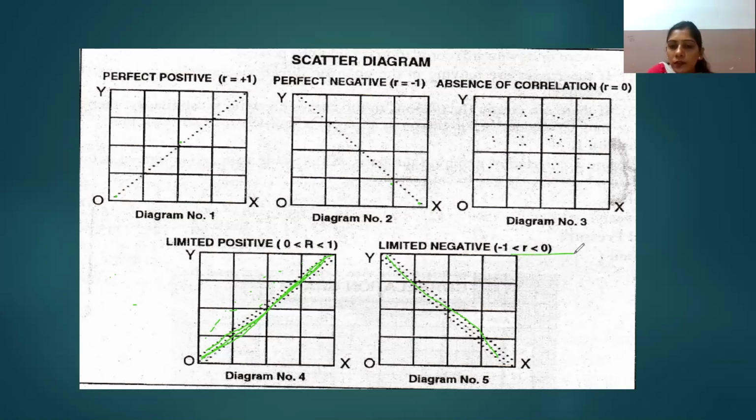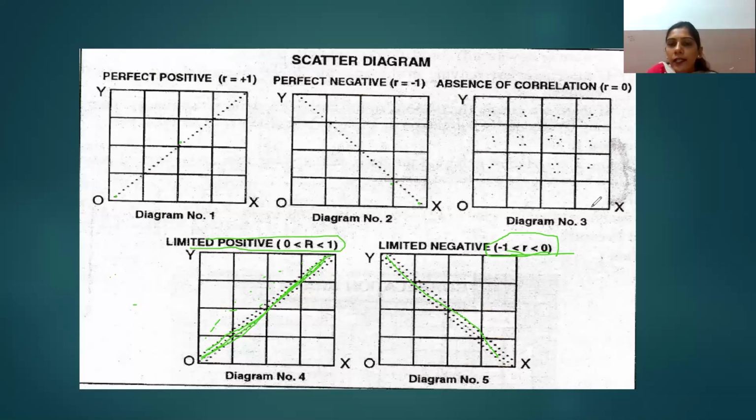In this the value is not 0, it is greater than 0 but less than 1. Similarly, in positive correlation, the value is greater than 0 but less than 1.